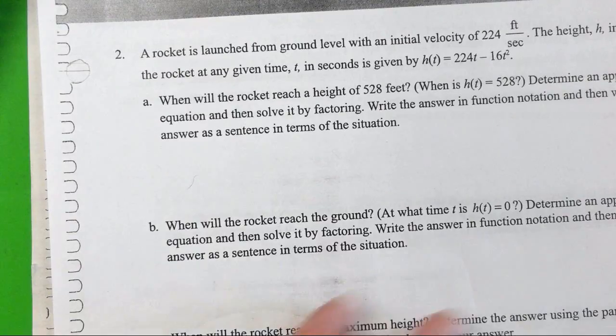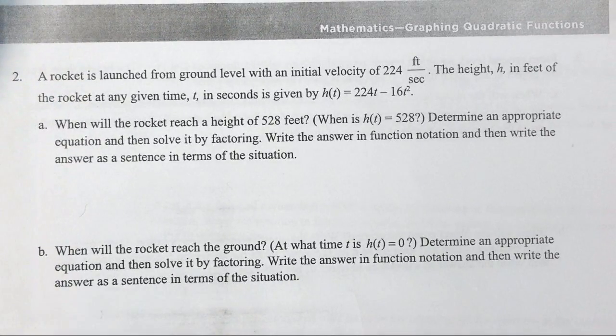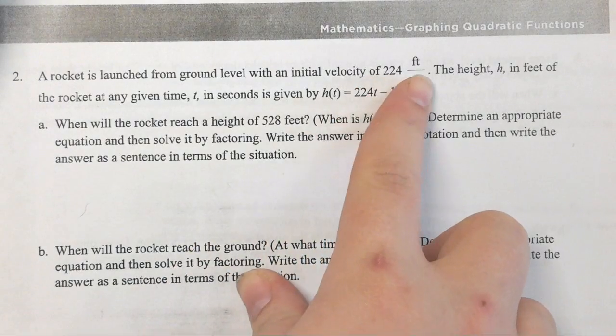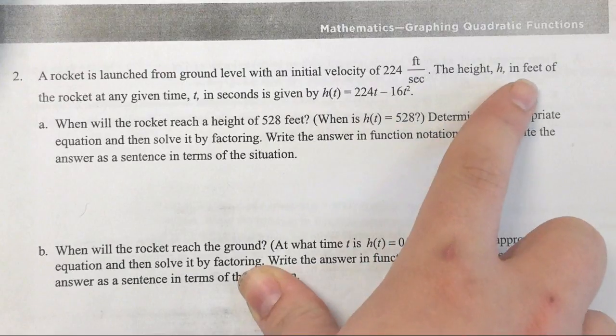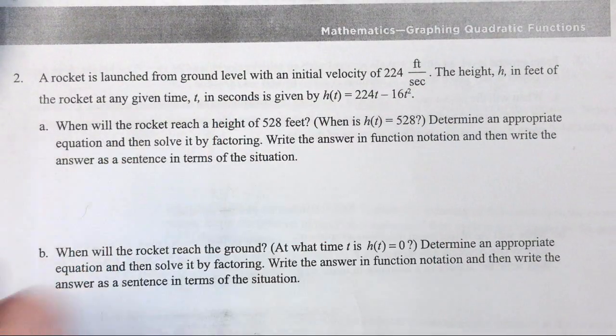Number 2 tells us that there is a rocket, yay, that it's launched at an initial velocity of 224 feet per second. That is a fast rocket. The height in feet of the rocket at any given time is given by this equation.